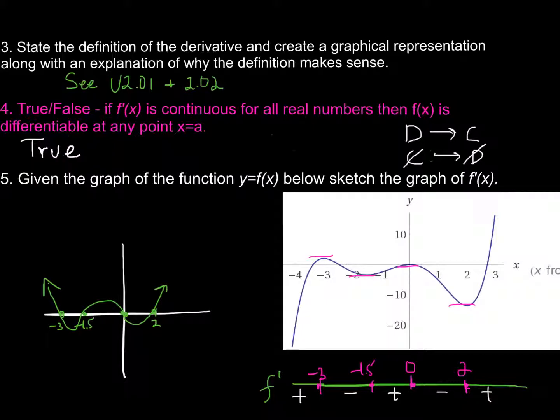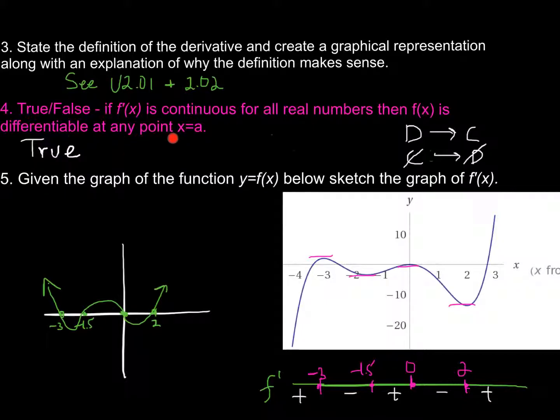However, in this particular statement, it says f prime is continuous for all real numbers. That means the derivative function is defined and is continuous for every single real number. So no matter what real number you plug in for x, you'll be able to get a derivative. In other words, you'll be able to find f prime for any real number. So then f of x is differentiable at any point.